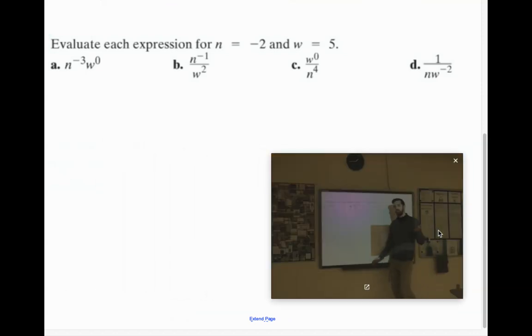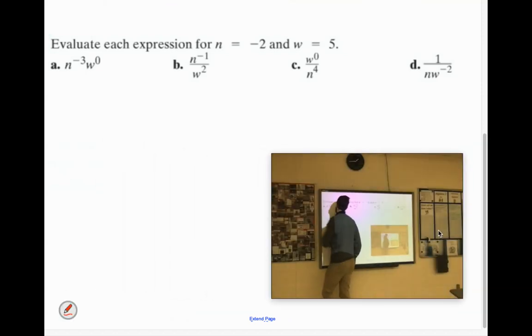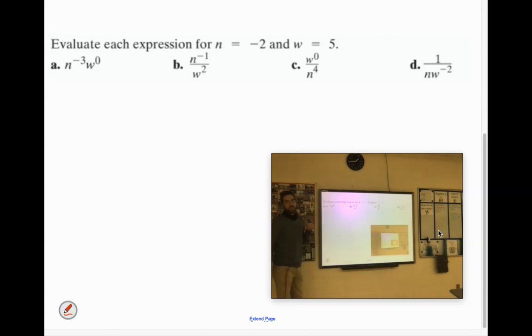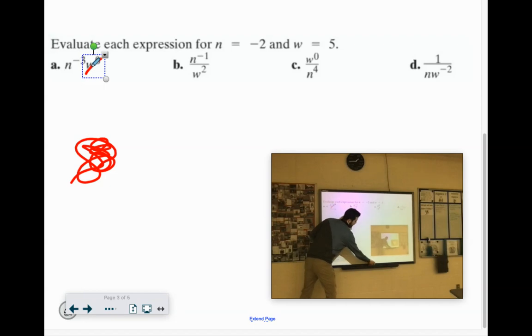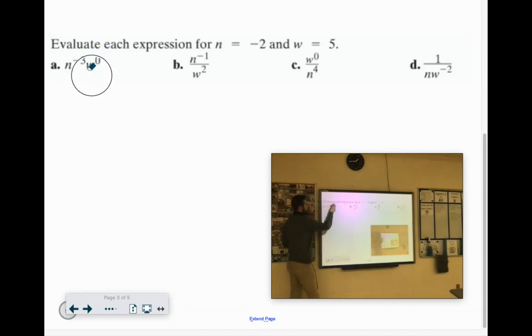Again, I'd recommend moving before you substitute in. So like if I was doing A and I see w to the 0 power, I'm just going to get rid of it if I can. Okay, all right, w to the 0, get rid of it. So now we just have n to the negative third, which becomes 1 over n to the third.